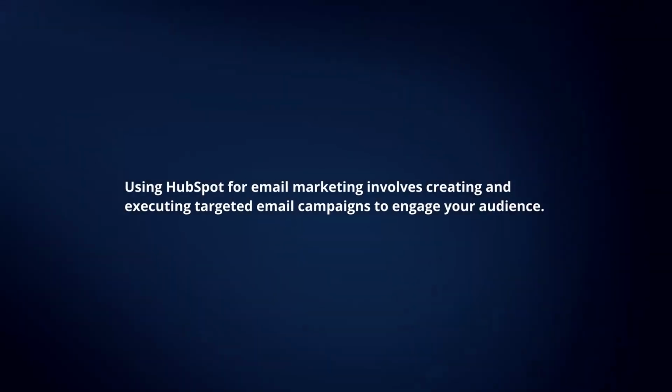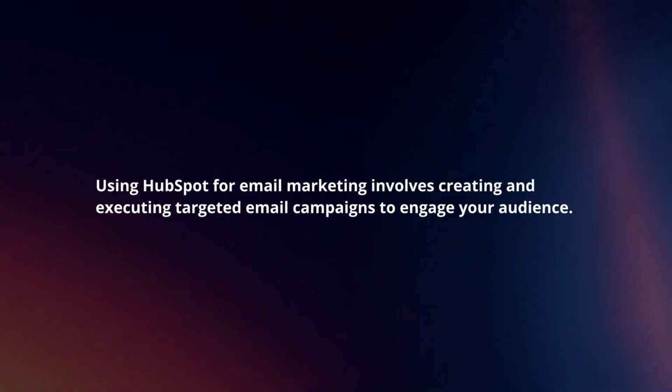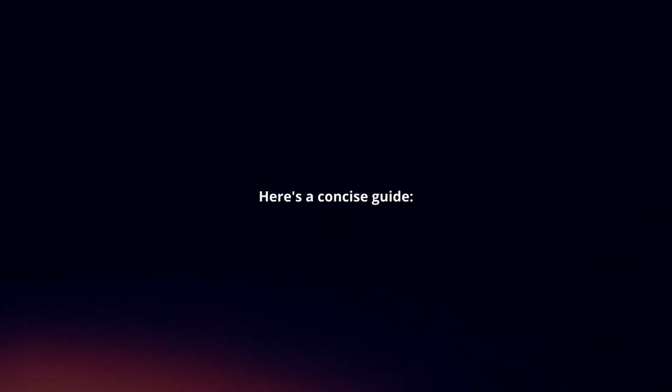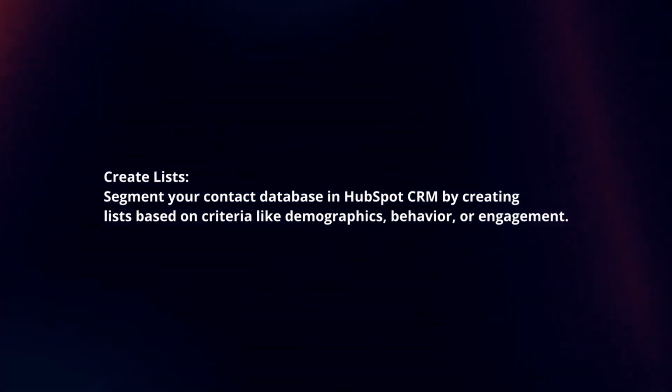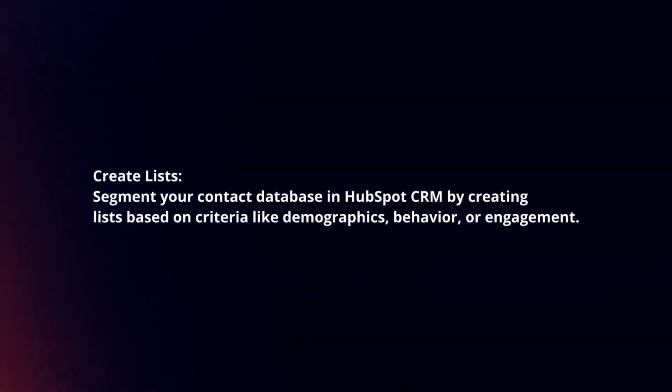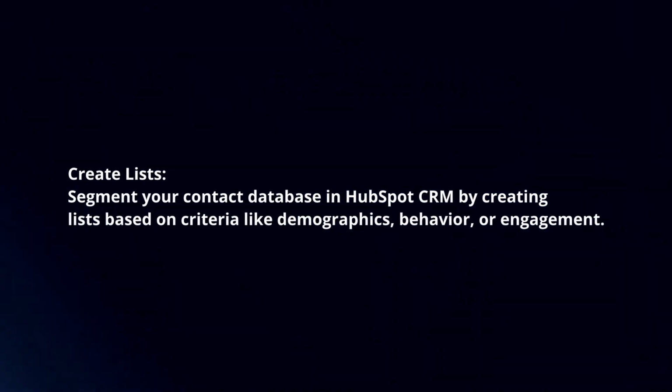Using HubSpot for email marketing involves creating and executing targeted email campaigns to engage your audience. Here's a concise guide. Create lists. Segment your contact database in HubSpot CRM by creating lists based on criteria like demographics, behavior, or engagement.